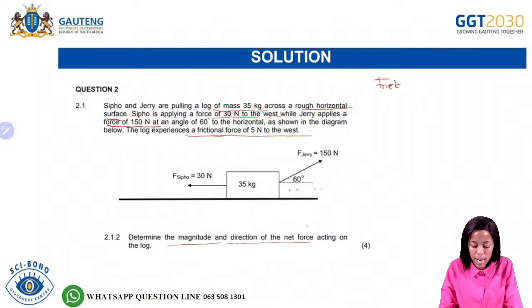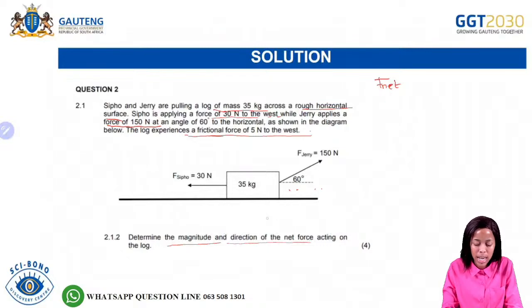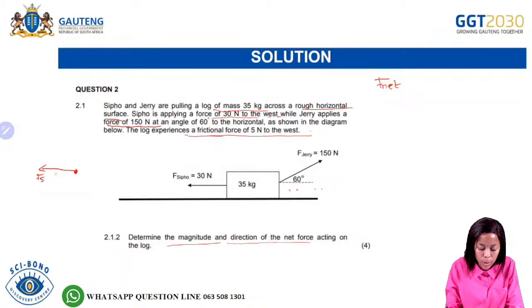But before you are able to do all these calculations, remember you are going to need at least a free body diagram. I know that it is not asked yet, but for you to do the calculations, for you to do the forces, you are going to need a free body diagram. So let's see which forces do we have. We have the force of Sipho to the left hand side.